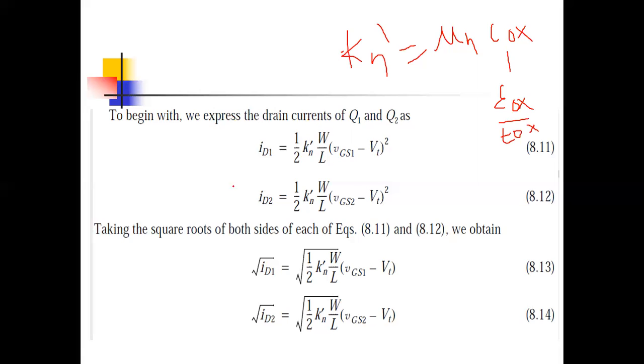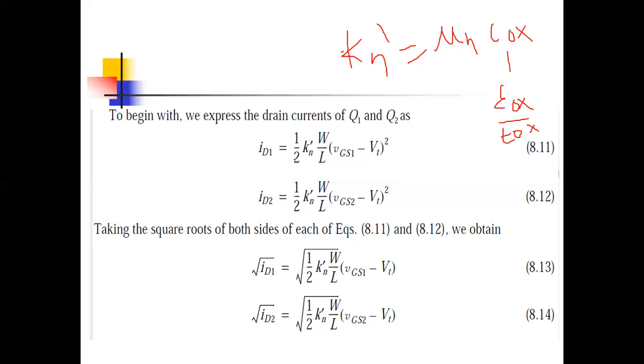So this is the expression of drain current for the first transistor in saturation region. Same for the second transistor: ID2 equals Kn dash W by 2L times (VGS2 minus VT) whole square. The whole concept I have taken from the book Sedra Smith. This is chapter 8 of the book Sedra Smith.